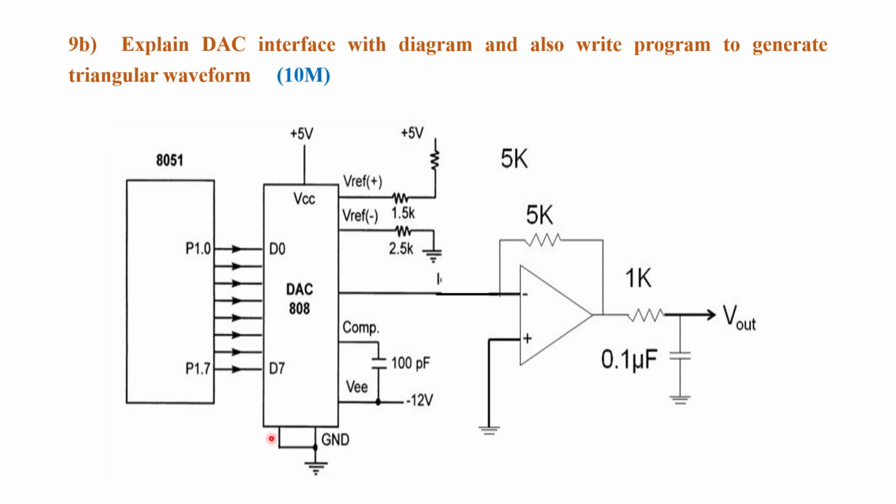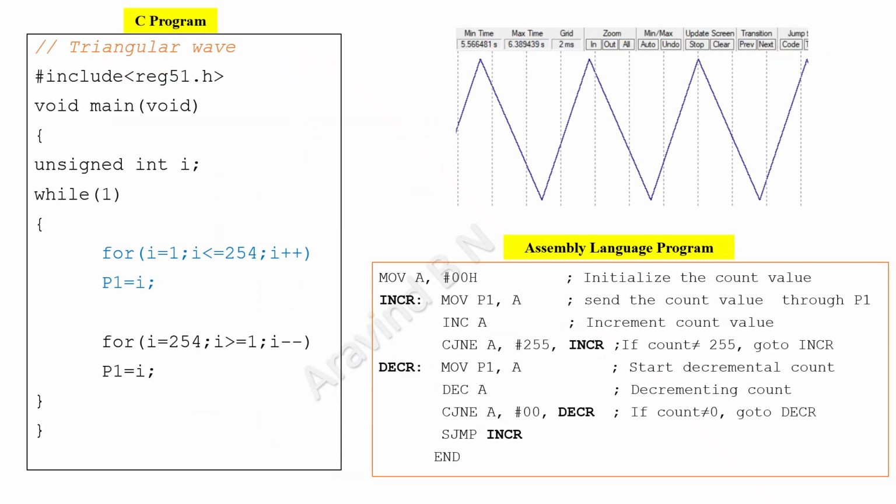Now this is the interface you have to first write down. So 8051 microcontroller, port P1 is connected to the DAC. So DAC D0 to D7 bits, and then the output of the DAC is passed through the op amp, and then finally we are going to get the Vout representation. Right? So now let us get into the programming part.